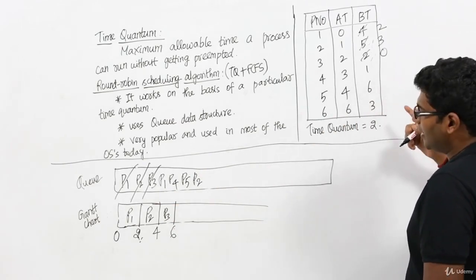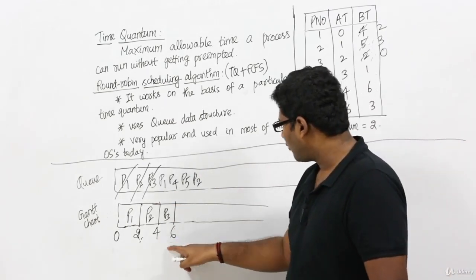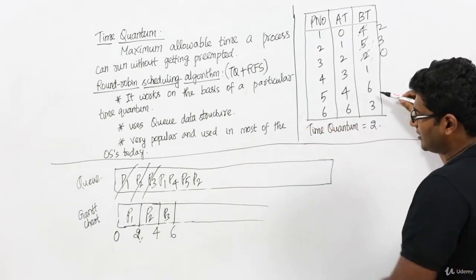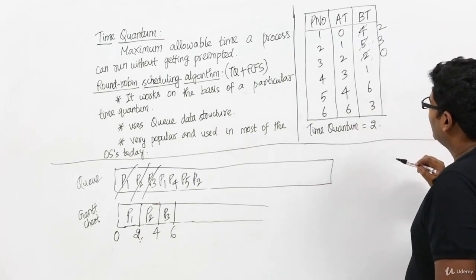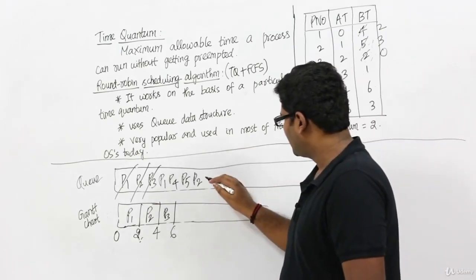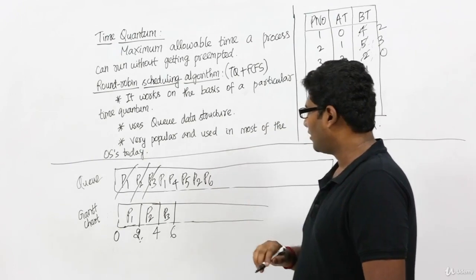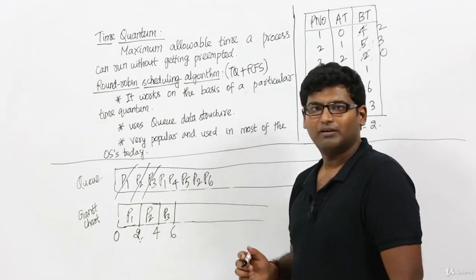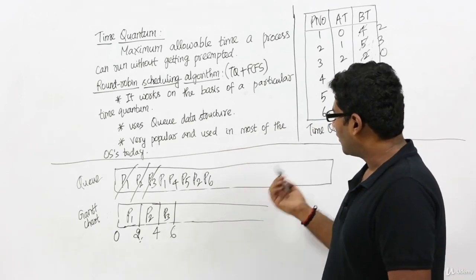Fine. Now in the duration from 4 to 6, P5 has already arrived. Fine, P6 has arrived, right? So P6 has to be pushed into the queue. Okay, I'm not pushing P3. Okay, I'm not inserting P3. Keep that point in mind. Fine. Now what should I do?